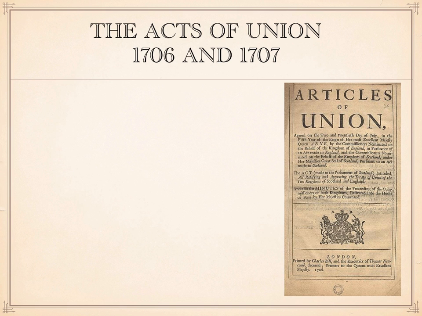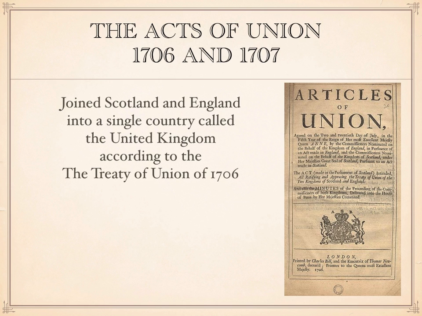We need to begin by understanding that the Acts of Union, which occurred in 1706 and 1707 and culminated in the Treaty of Union of 1706, joined Scotland and England into a single country called the United Kingdom. Before that time, Scotland was a separate country.